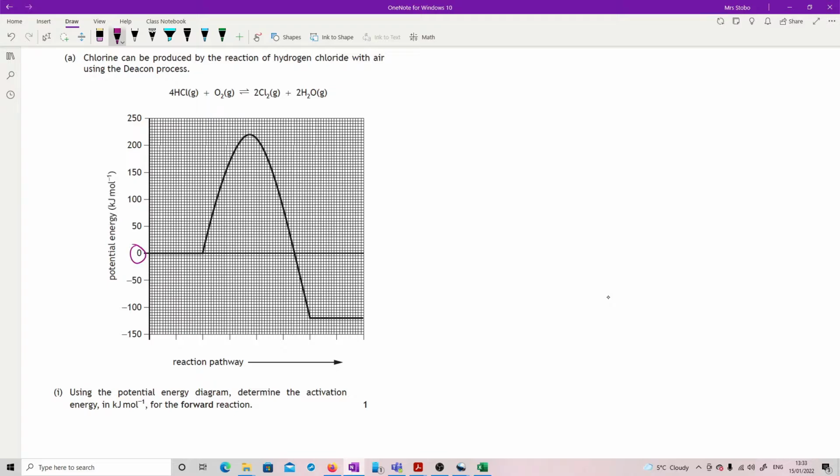Okay, so starting at 0, I need to get to the top of the curve here. I find this really difficult to read off on the screen, but I'm happy that it's 220 kilojoules, and you can put in the plus if you wish, but 220 kilojoules per mole.